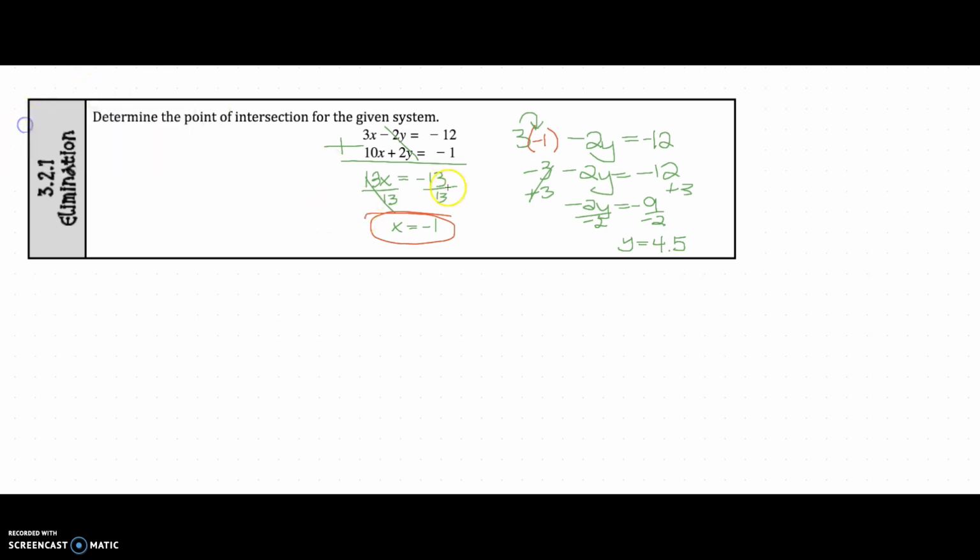This is the other part of my answer. And so now I want to take these and put these together into a coordinate point. So the point of intersection, or the point where they cross, or the solution should be negative 1, 4.5. And that was a recap video on elimination for Learning Target 3.2.1.